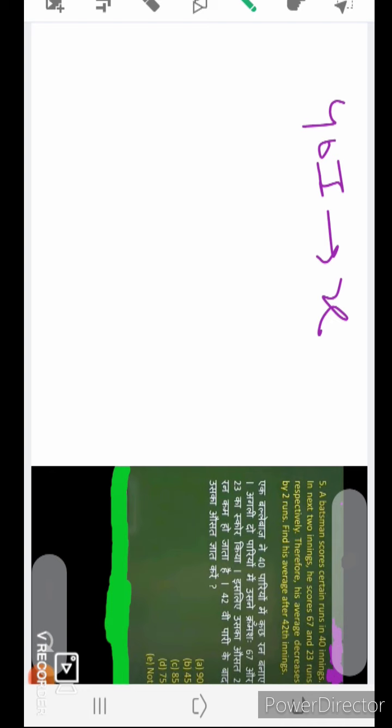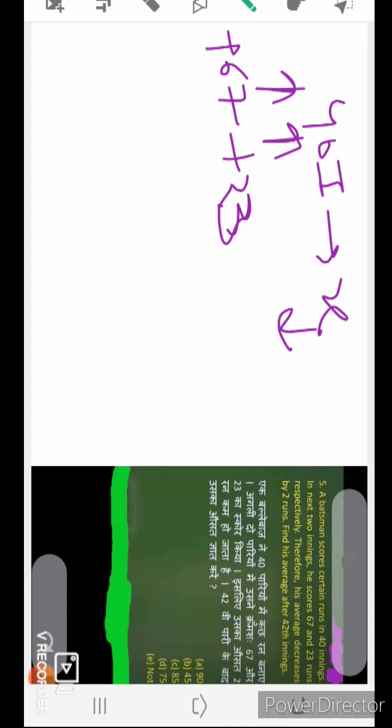यानी कि वो अगले 2 इनिंग्स में 67 और 23 को स्कोर करता है, नेक्स्ट 2 इनिंग में, 23 रिस्पेक्टिवली. देयरफॉर हिज एवरेज, जो उसका एवरेज है वो डिक्रीज़ करता है, किससे? 2 रन से डिक्रीज़ कर जाता है. Find his average after 42nd inning. So you can apply, find his average after 42nd inning.